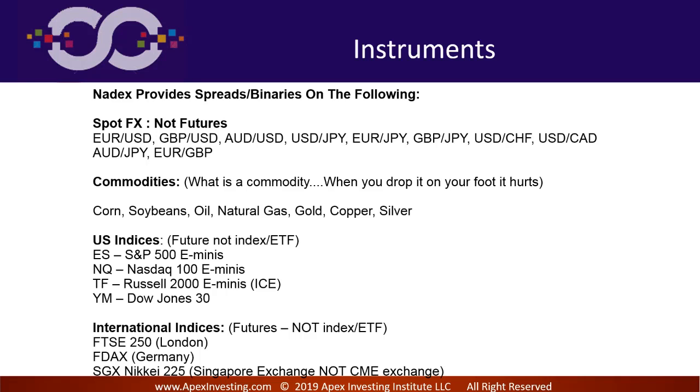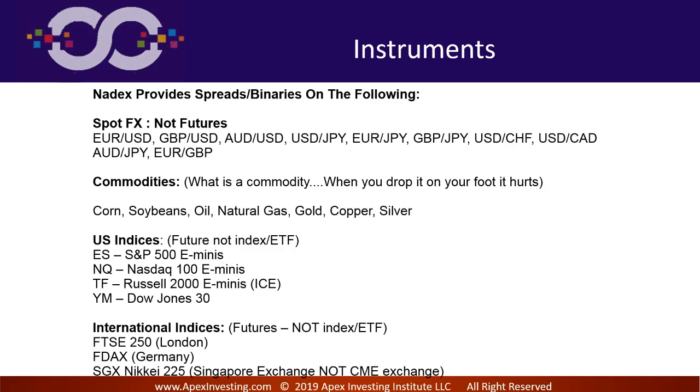Now, Nadex provides spreads and binaries on the following markets. They have Euro dollar, pound dollar, Aussie dollar, dollar yen, Euro yen, pound yen, dollar franc, dollar CAD, Aussie yen, and Euro pound. They also have corn, soybeans, oil, natural gas, gold, copper, and silver. They have S&P 500, NASDAQ 100, Russell 2000, and the Dow Jones.